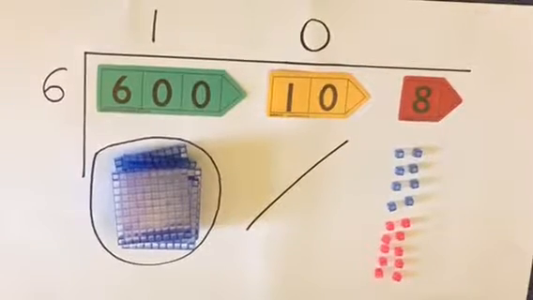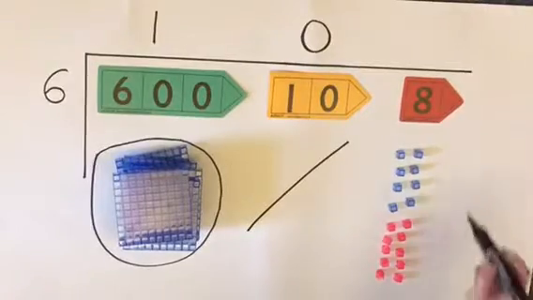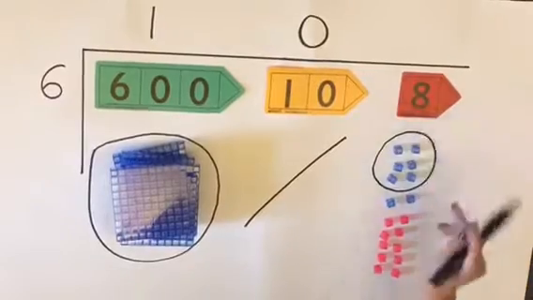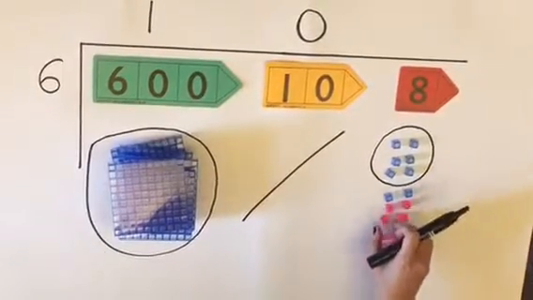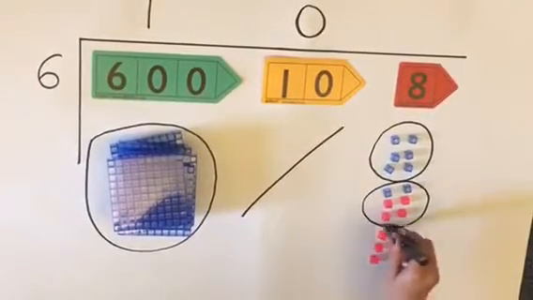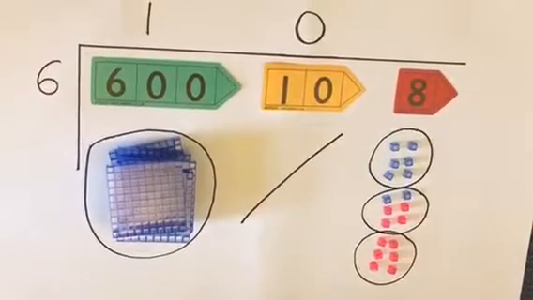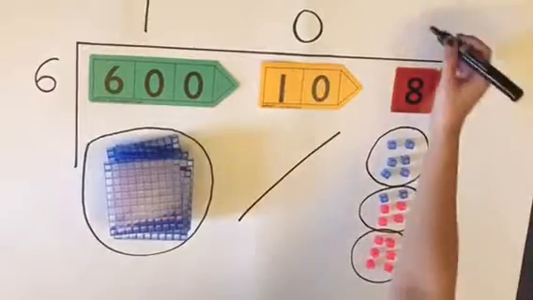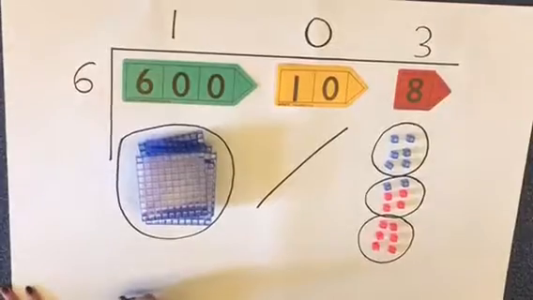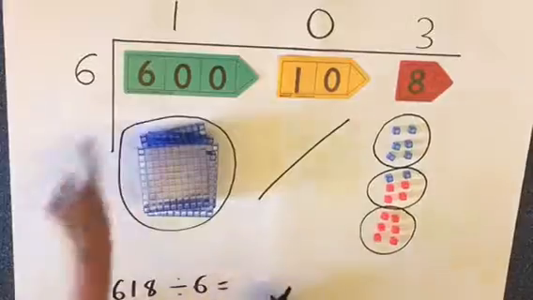This leaves me with 18 ones, which I can then see how many groups of 6 I can make. Each time I make a group of 6, I draw a circle around it. So that's a group of 6, and draw a circle around that. That's a group of 6, and that's a group of 6. I'm drawing my circles, which means I can check my answer, making it a checkable calculation. So I've got 1, 2, 3 groups. So I write 3 at the top. So 618 divided by 6 is 103.